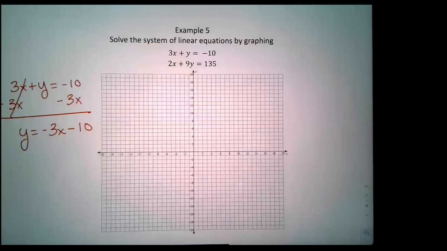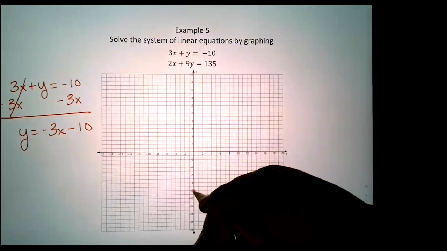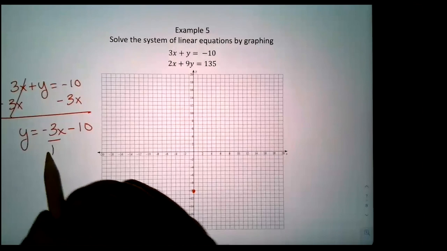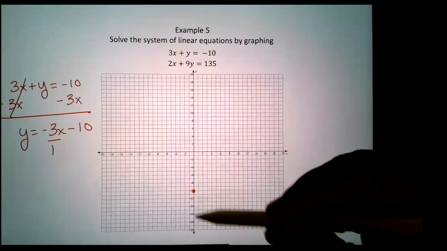So my y-intercept is negative 10, so that's going to be here. And my slope is negative 3, again, that's over 1. So I have options. I can go up 3 and to the left 1, or down 3 and to the right. And we're actually going to go both ways. So I'm going to start going up and left. I'm going to go up 3 to the left 1.